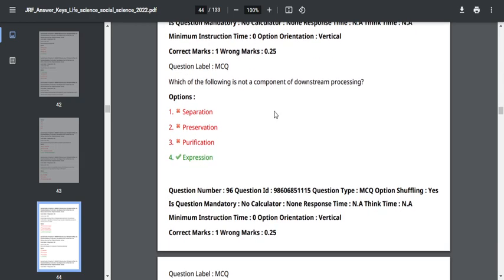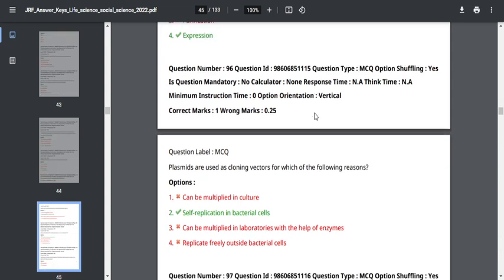Which of the following is not a component of downstream processing? It is ultimately expression. You need not study downstream processing in detail. If you have general knowledge, you can easily answer those questions. Separation, preservation and purification are components of downstream processing.